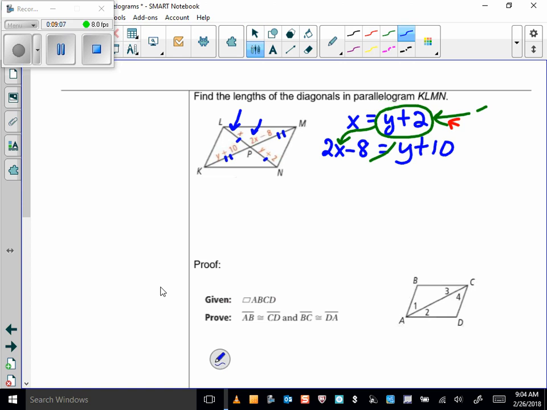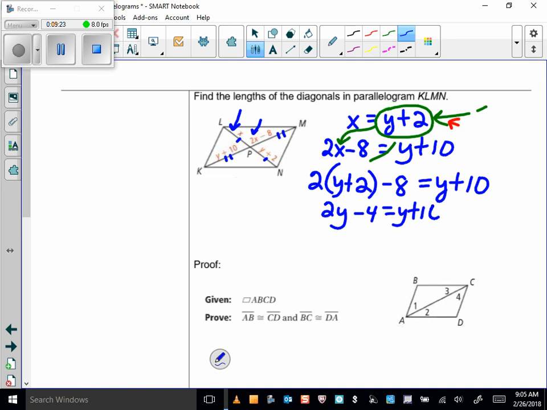Let me try this again. So 2, I'm going to plug in y plus 2 here, minus 8, that's what I forgot last time, equals y plus 10. So 2y, let's see, plus 4 minus 8 is minus 4 equals y plus 10. So y actually equals 14 instead of 6 like I had before.